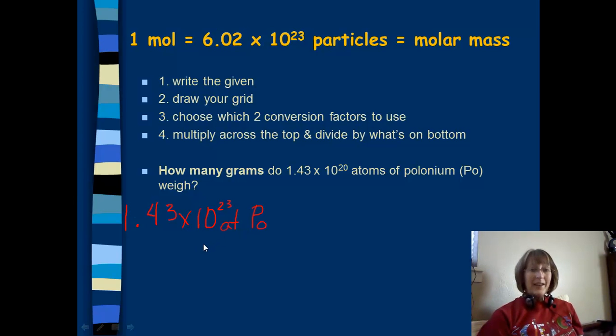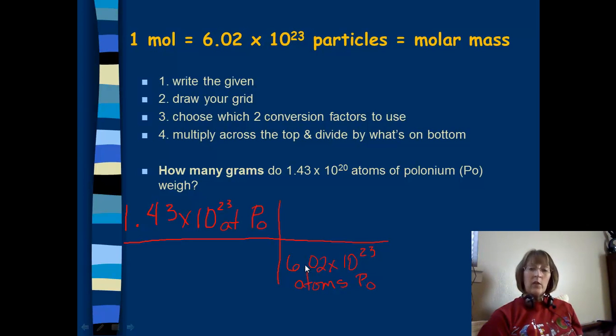You need to get in the habit of writing everything down there, what the unit of measurement is and what element or compound it is, because we will also be changing from compound to compound. So you need to get in that habit. Second step, I draw my grid. Third step, I need to choose my 2 conversion factors. Well, right here, it's atoms, ions, particles. I absolutely know that I'm going to use Avogadro's number, and it has to go right down here because I want it to cancel. So I'm going to put Avogadro's number down here: 6.02 times 10 to the 23rd, and we're talking atoms in this particular case of polonium.